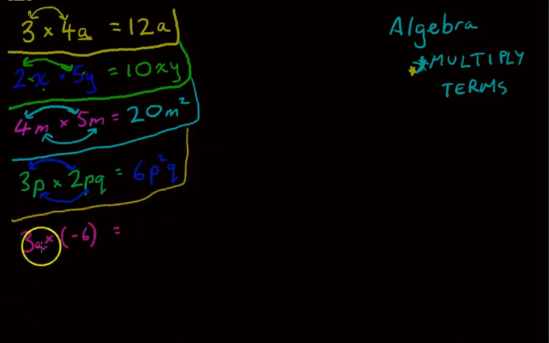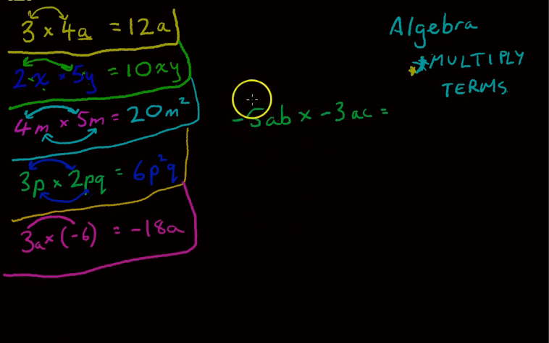Moving along. You can see the difference here is that this time we're multiplying by a negative. The same rules still apply though. We've got our coefficient, so 3 times negative 6. You can type that in your calculator, and you'll get negative 18. And then we've just got this a hanging off the end here, so negative 18a. Really straightforward. And this last one's going to be as complicated as it gets.